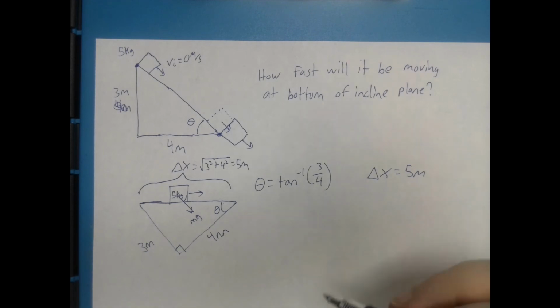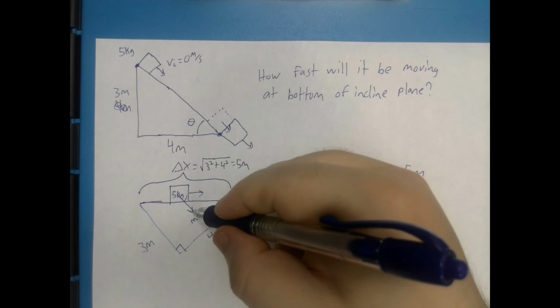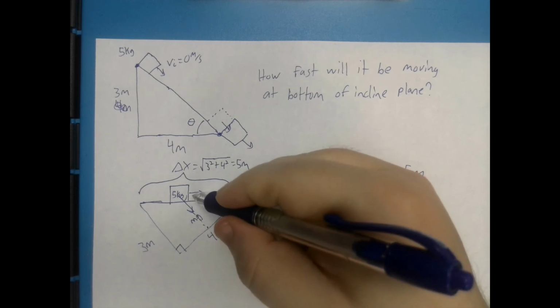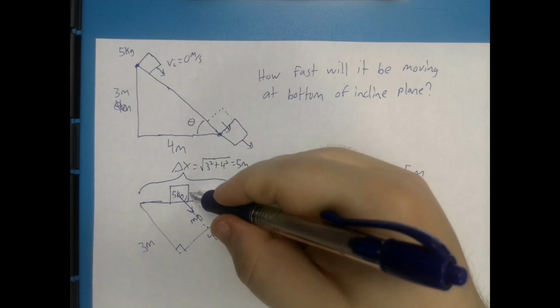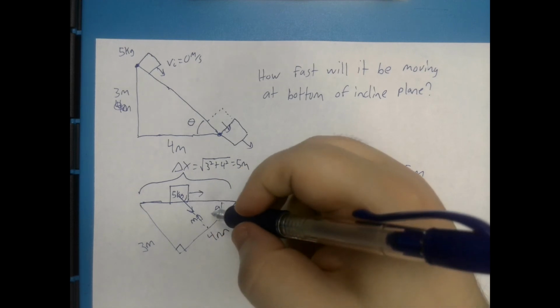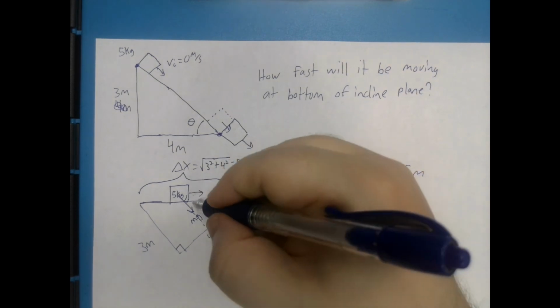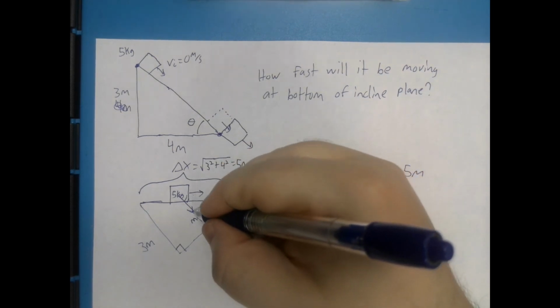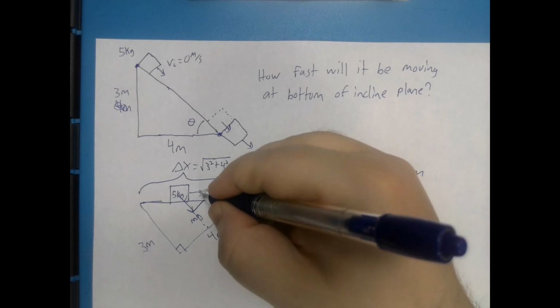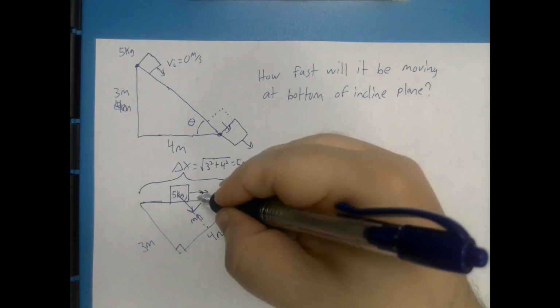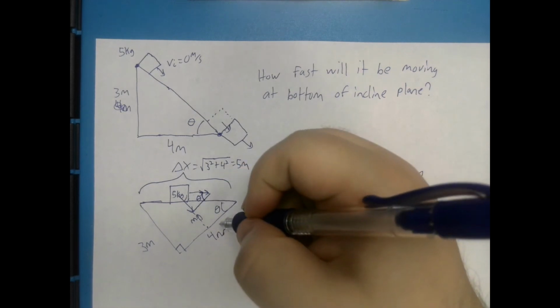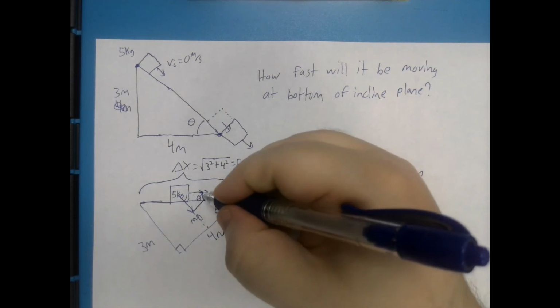My acceleration, because we can continue this down, this angle right here, so if I were to draw this like this triangle right here, these are two similar triangles. This angle right here is theta, right? No, it's not.